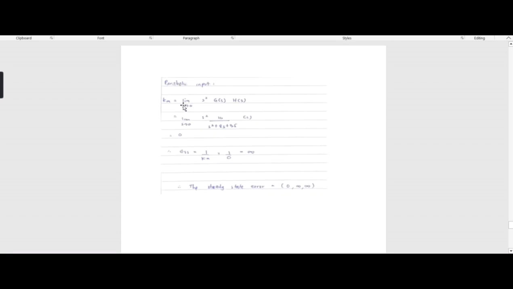For the last part, the parabolic input, Ka is equal to the limit of s squared G(s) H(s). We get this equation, and substituting 0, we also get 0. So the steady state error is 1 over Ka, equal to 1 over 0, which is infinity. So the steady state errors for this transfer function are 0, infinity, and infinity.